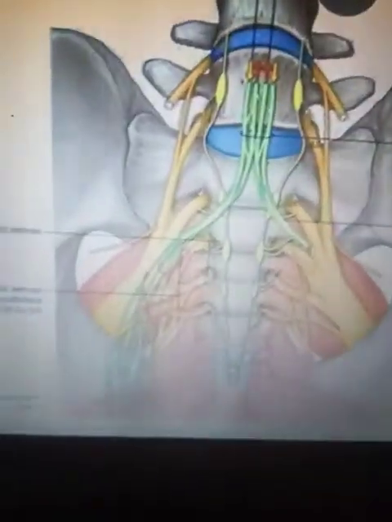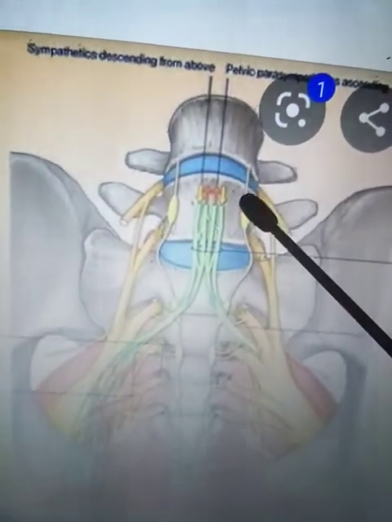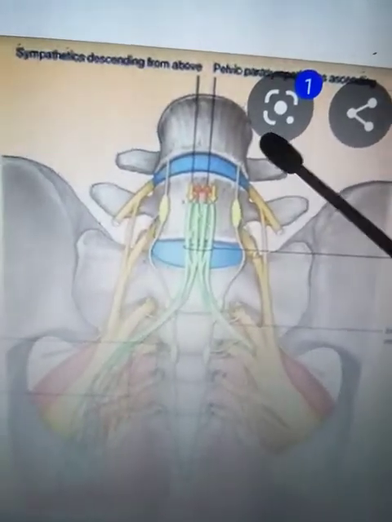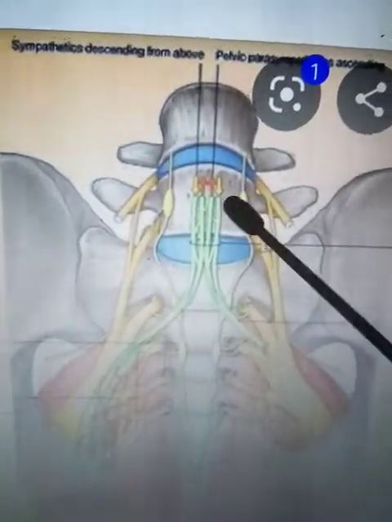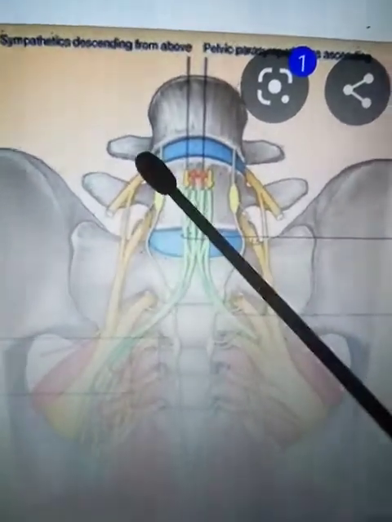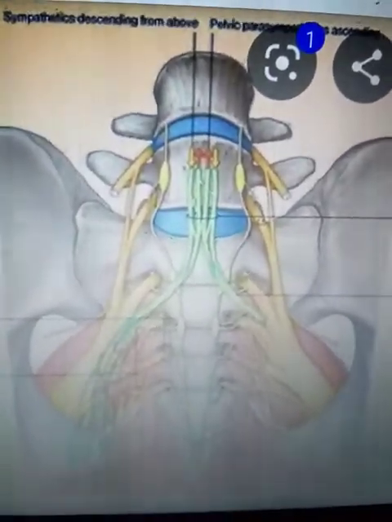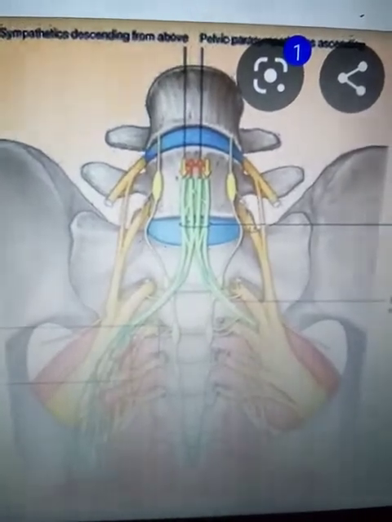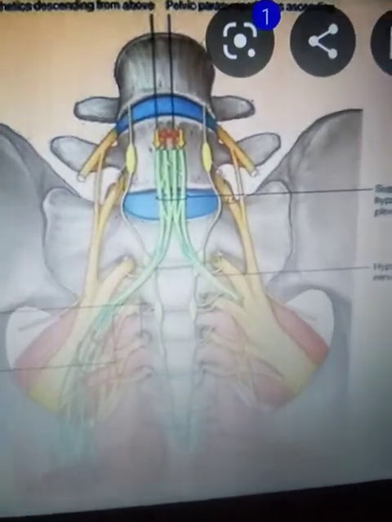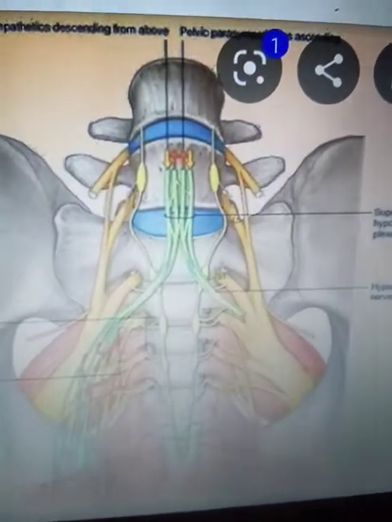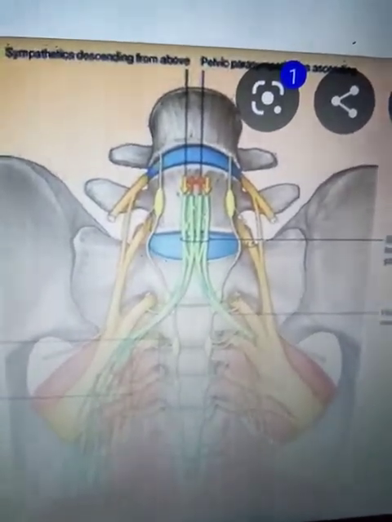Then the nerve supply is in the form of sympathetic and parasympathetic. The sympathetic comes from L1 and L2, and the parasympathetic comes from S2, S3 and S4. This is the sympathetic chain, and these are S2, S3 and S4. Parasympathetic gives the sensation of distension as well as pain, and sympathetic gives the sensation of pain.